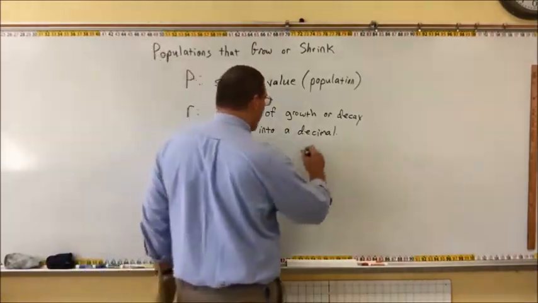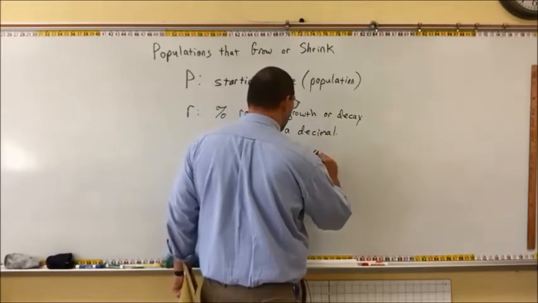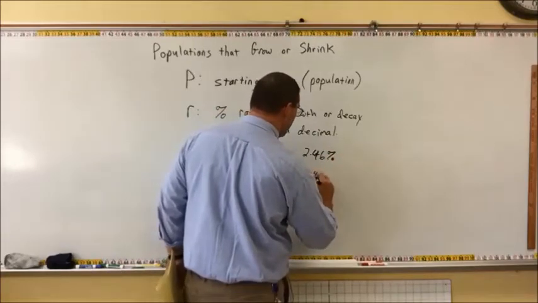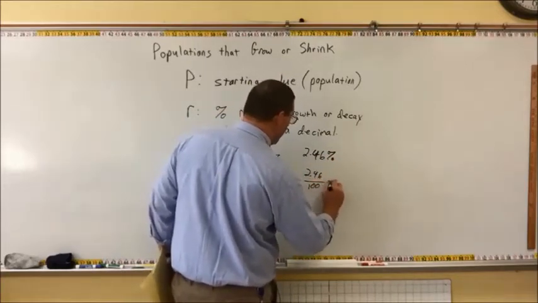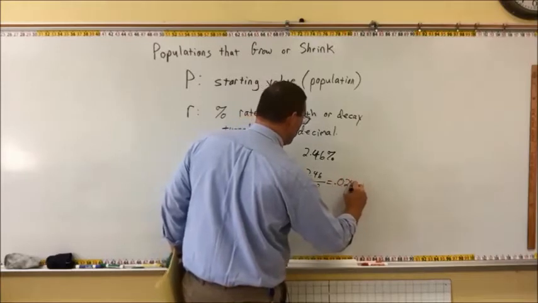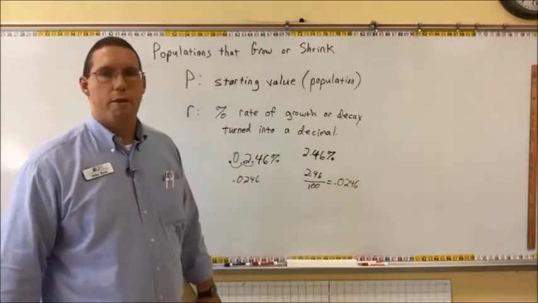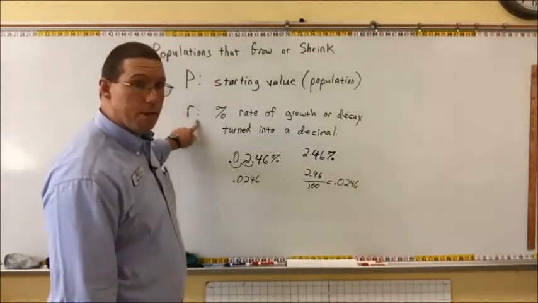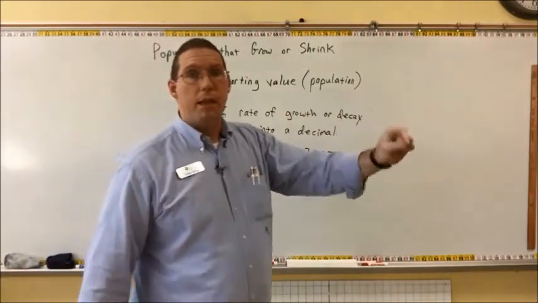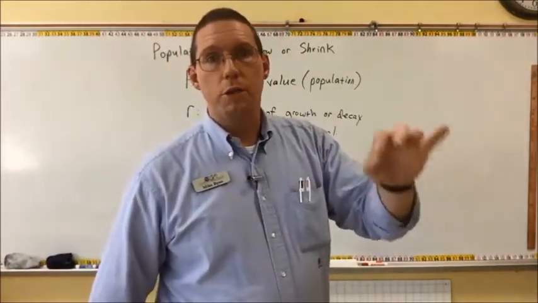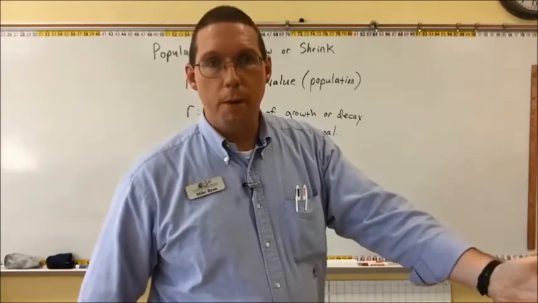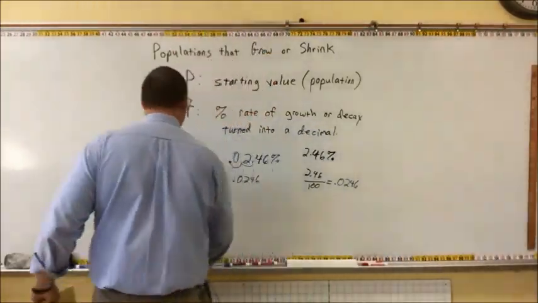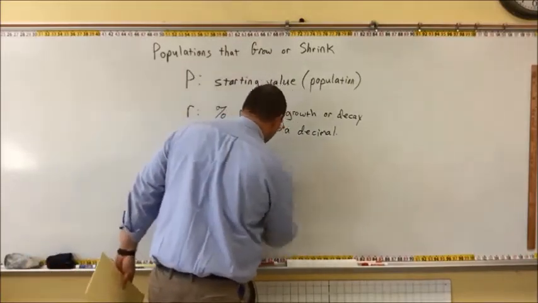Okay? And if you take 2.46% and divide 2.46 by 100, it's going to give you 0.0246. So make sure you turn your percentage into a decimal correctly. Okay? So R in these formulas, when you see an R, in place of the R, you are going to put a decimal number that was converted from a percentage.